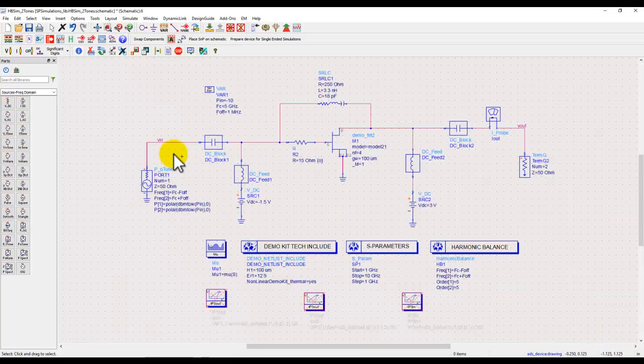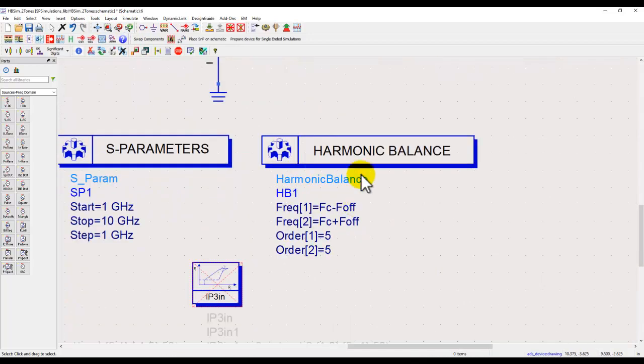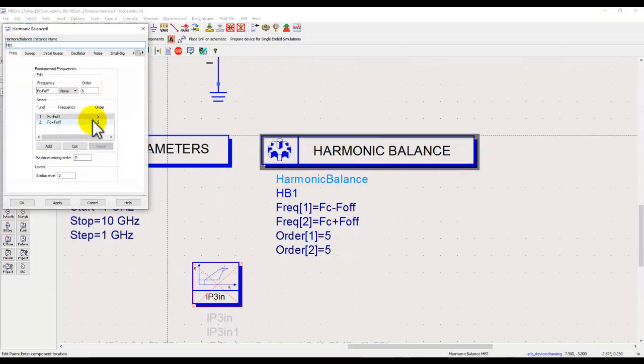Now, once we have this basic setup done, we set up harmonic balance, and in here, instead of just having one frequency, we need to define the frequencies in the same syntax as we did in the source. So here we have FC minus F offset and FC plus F offset. Now for each of these tones, we define the order, which is the number of harmonics we want to consider for individual tones. Now in my case, I have 5 harmonics for each tone.